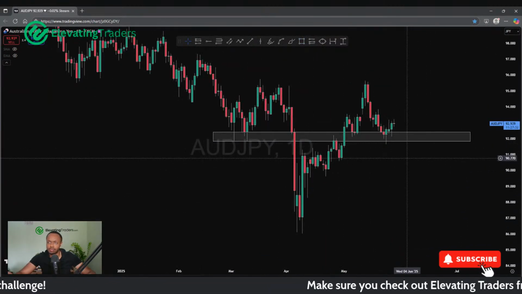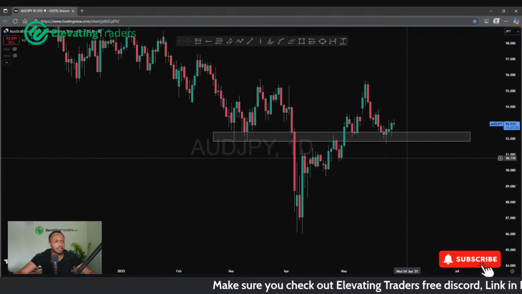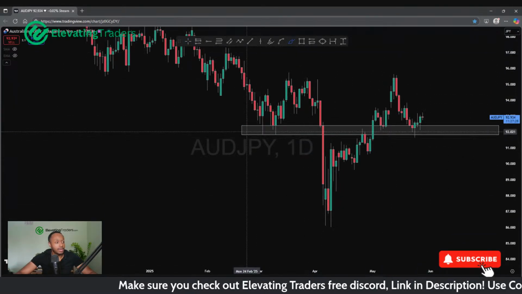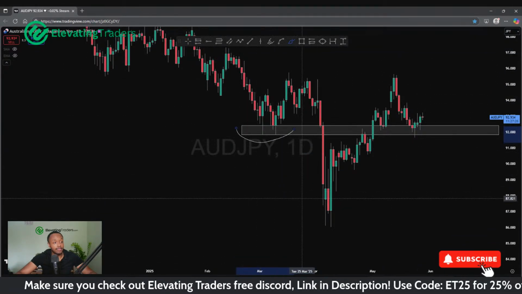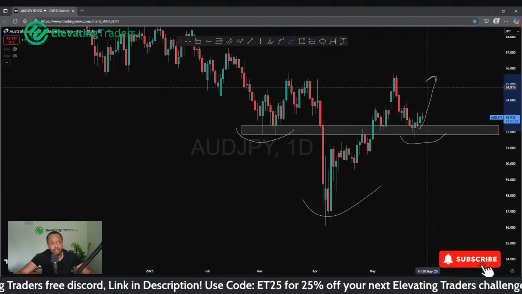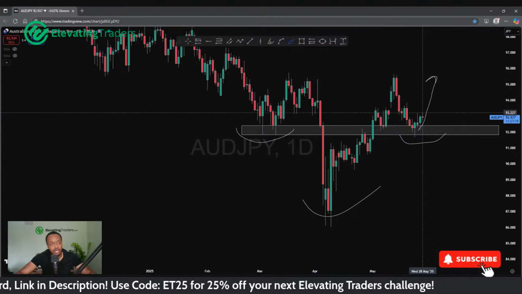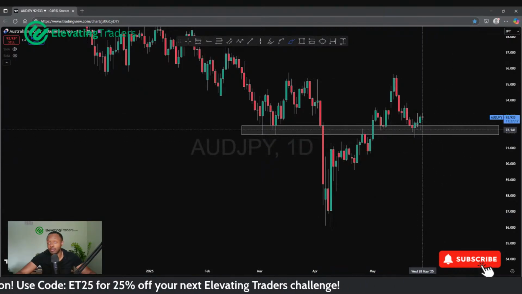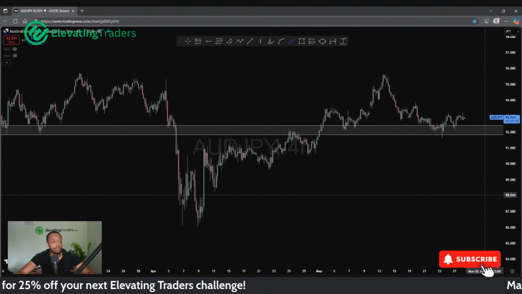I'm seeing a lot of inverse head and shoulder patterns in the market recently. But again, another inverse head and shoulder pattern: left shoulder, head, right shoulder. Looking to see if we can respect this level and see some upside back into resistance and potentially further as well. So very, very bullish from this level.